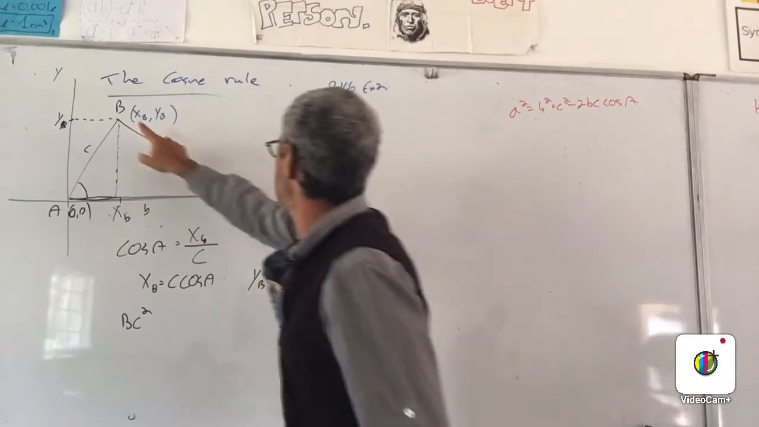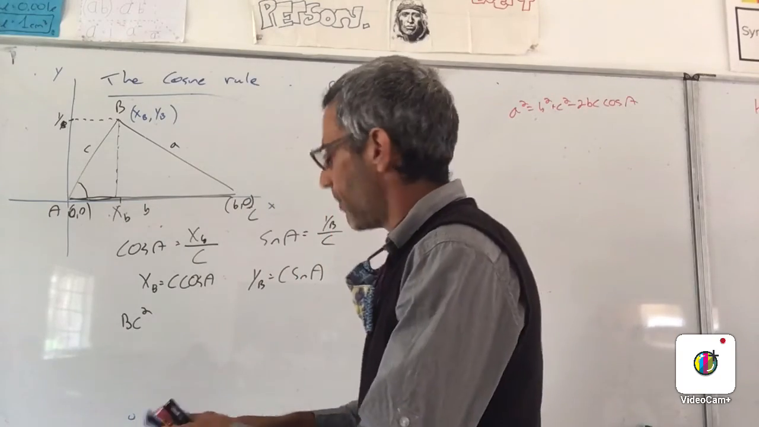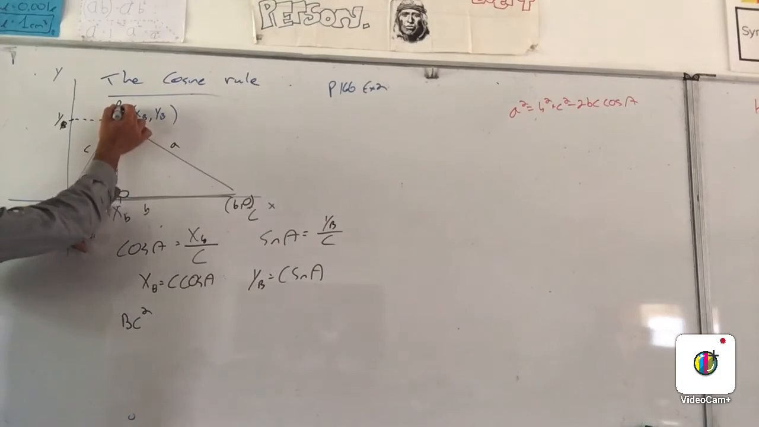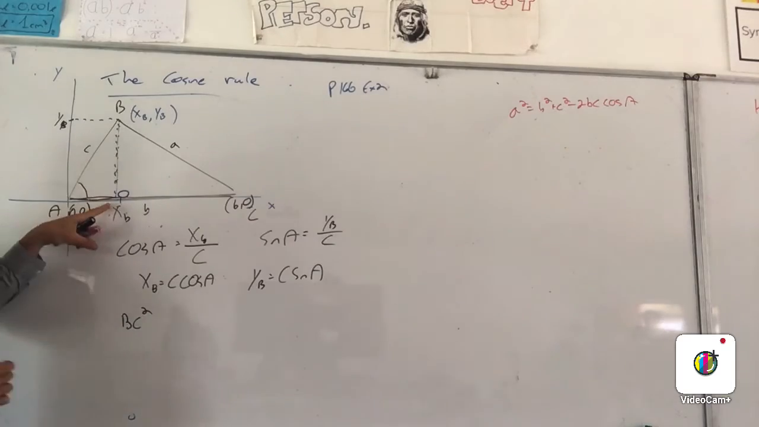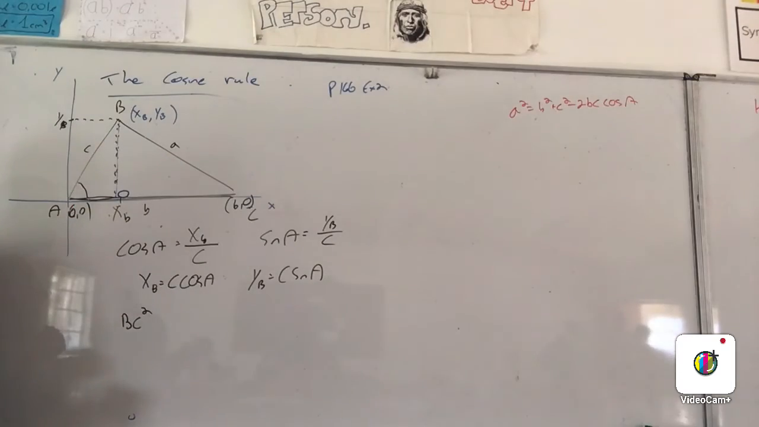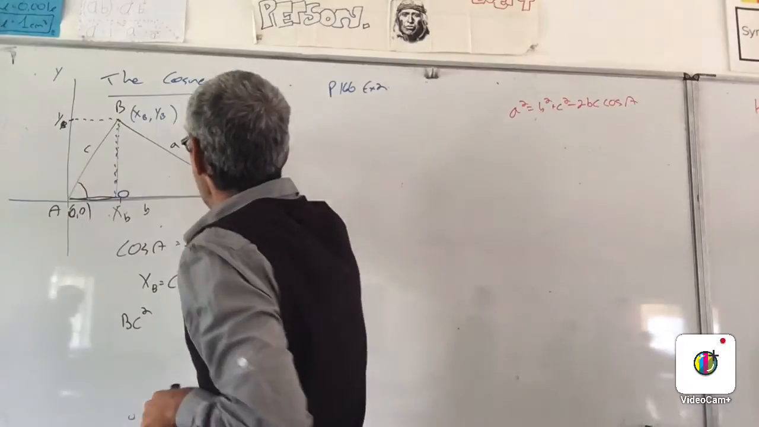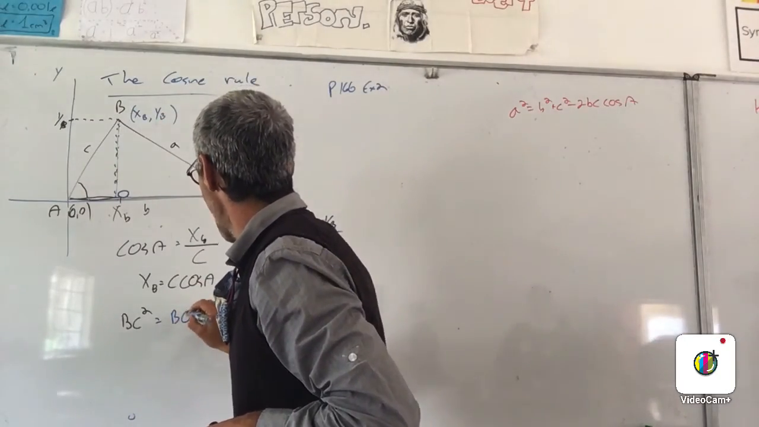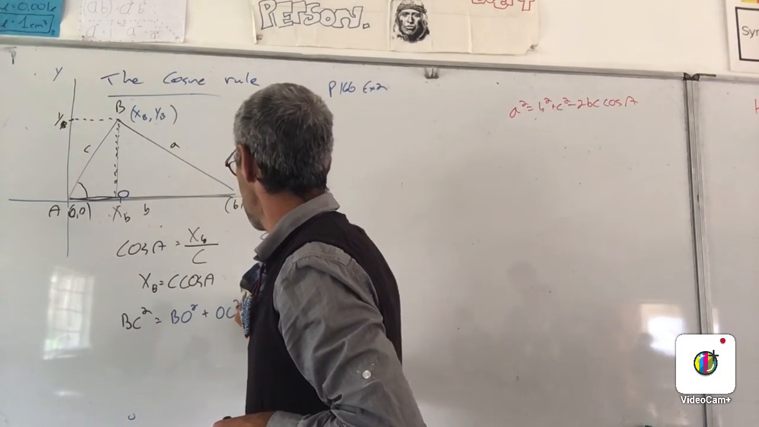Okay, so where were we? We're trying to find BC squared. Now, maybe before I start doing it, I'm going to call this point O, the point where this little height touches the x-axis. So, you know from Pythagoras that BC squared is simply BO squared plus OC squared.